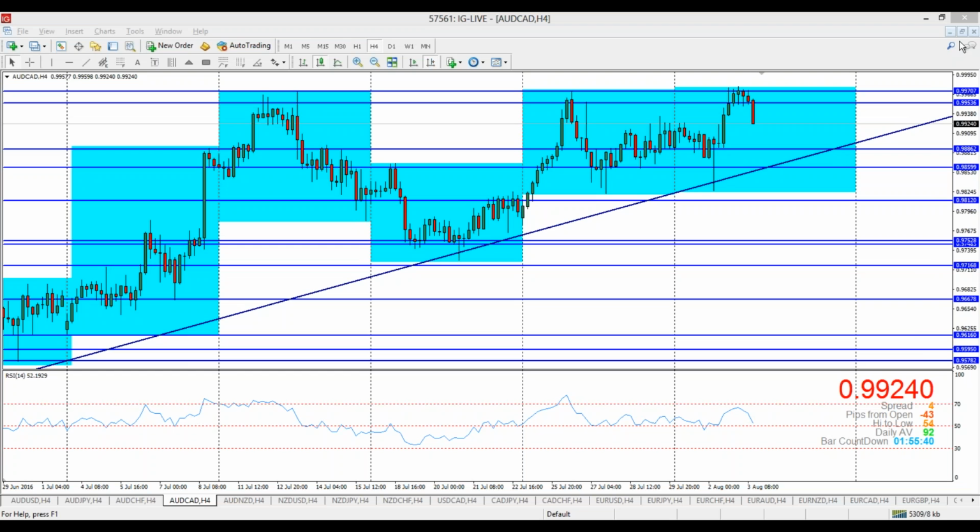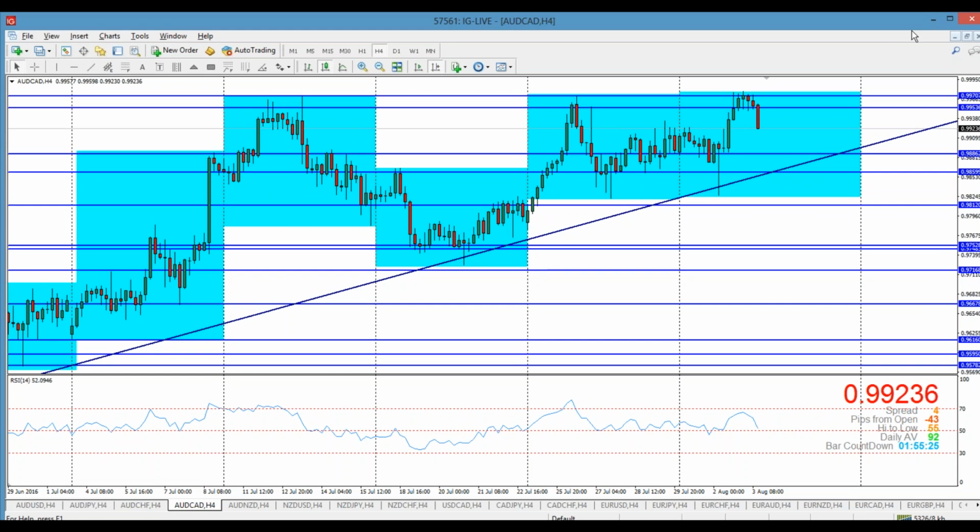So today is the 3rd of August, and I'm going to take you through some trades that we have called ahead of time. And also I want to take you through some trades that are potentially going to happen maybe this week or early next week. So the pair that I would like to start off with is the Aussie CAD pair.